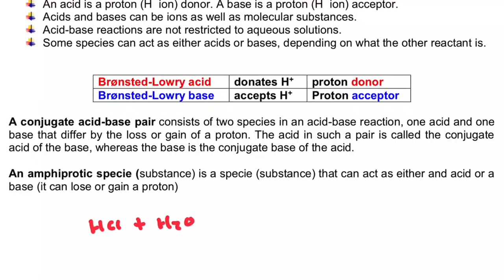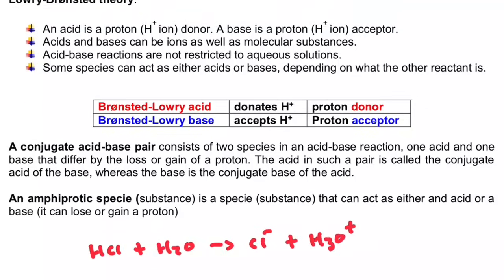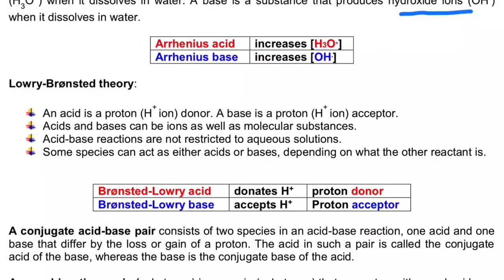There we go again, to give us Cl minus plus H3O plus. Okay, so take a look at this definition. An acid is a proton donor. What do we mean by proton donor in our case? H plus. And the base is a proton acceptor, H plus.